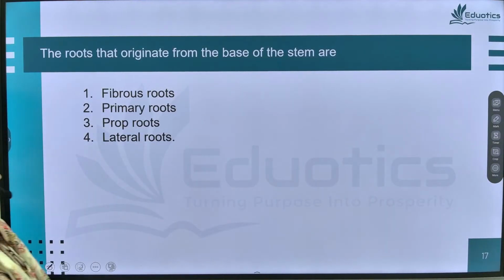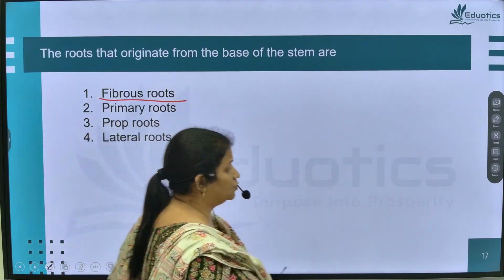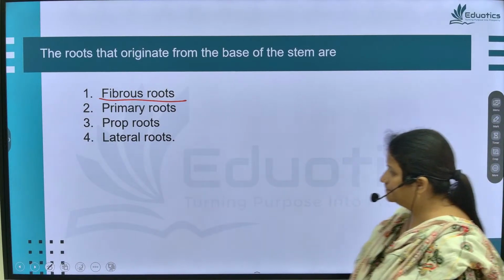The roots that originate from the base of the stem are the fibrous roots found in monocots, wheat, family Gramineae. This is a line of the NCERT.